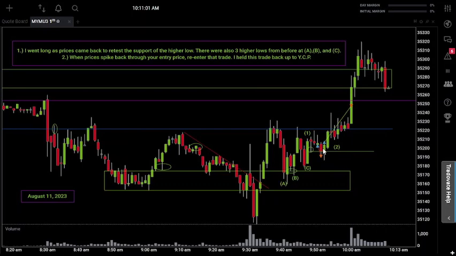It's not gonna be immediate, and you might get some fake outs. Like if you look at it, this candle right here, about 2 minutes after I entered my trade, gave a great opportunity for traders to take profit.